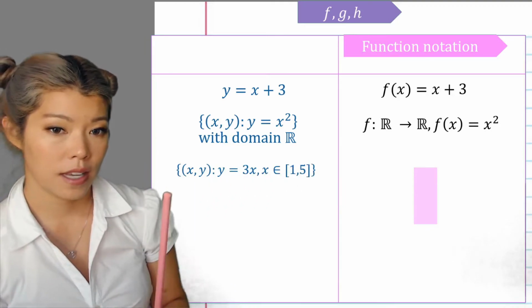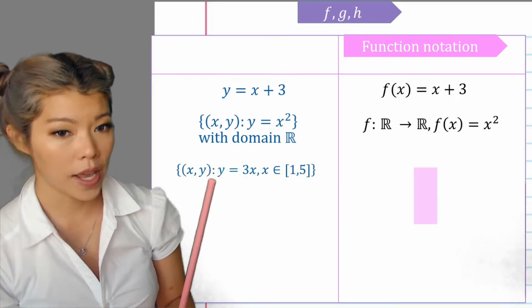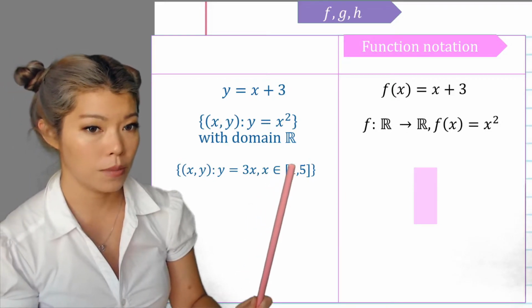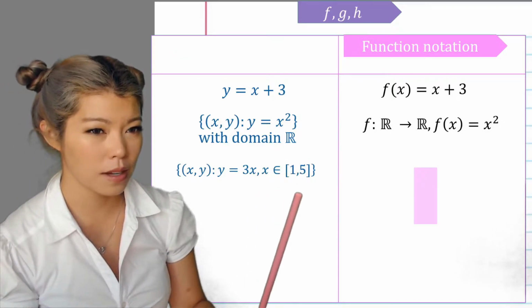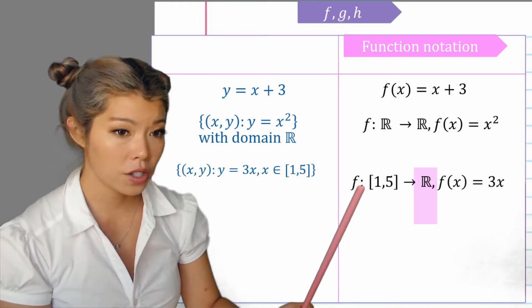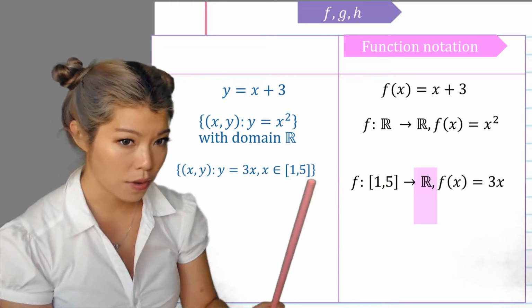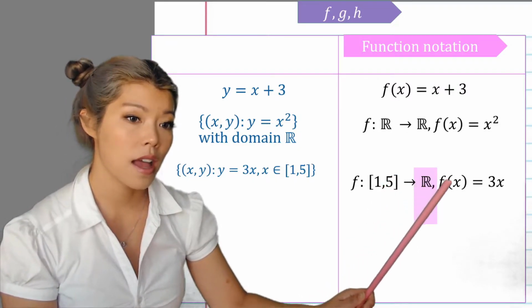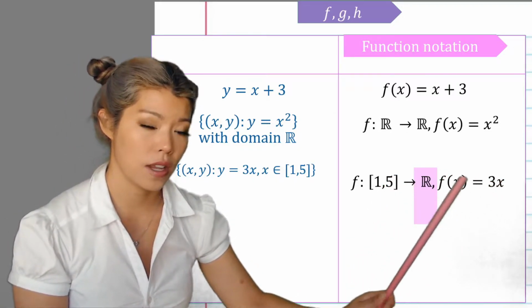Or we can have the set of x and y, where y is equal to 3x and x is an element between 1 and 5. So remember, that was the domain. And we can write it as the function of the domain 1 to 5. See, the domain goes at the start now, to R, and the function is 3x.